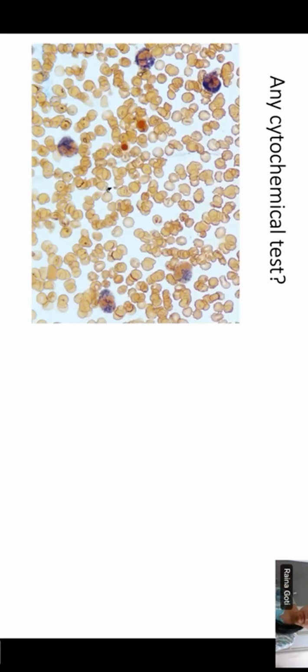That's usually the exception. Any cytochemical tests that you can do in cases of PNH? Anyone? Any cytochemistry on neutrophils? Any enzyme which is lacking? You do it in CMLs? Clue? Neutrophil alkaline phosphatase, NAP score. Exactly. So the leukocyte or neutrophil alkaline phosphatase is lacking.